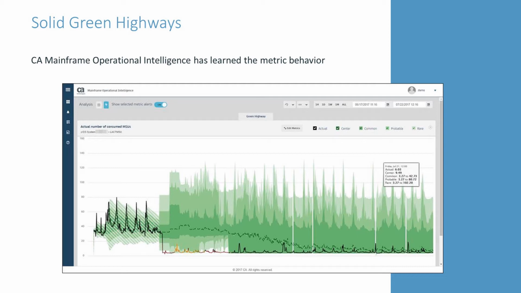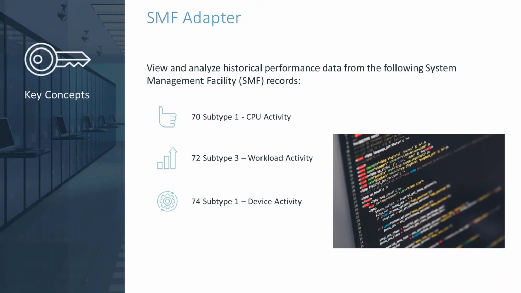Now, let's talk about the new SMF Adapter. You might be a customer who does not use our mainframe products such as CA Sysview or CA Netmaster, but you still want to leverage the core capabilities of our solution to view anomalies and alerts based on SMF record data. In this release, you can give mainframe engineers and the mainframe management team a historical view of activity and performance for the following SMF records: 70 Subtype 1, 72 Subtype 3, and 74 Subtype 1. Based on this historical data, the solution uses machine learning to predict future performance, which can help you avoid potential performance issues for CPU, workload, and device activity.